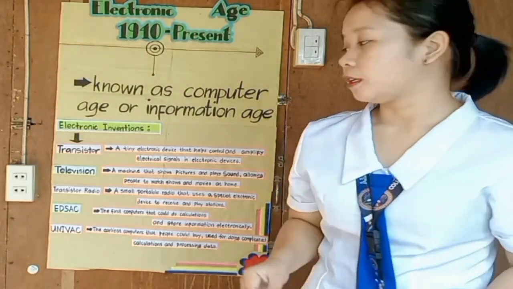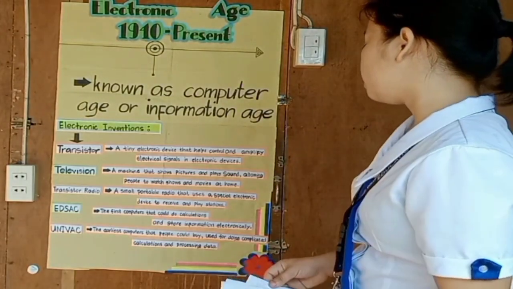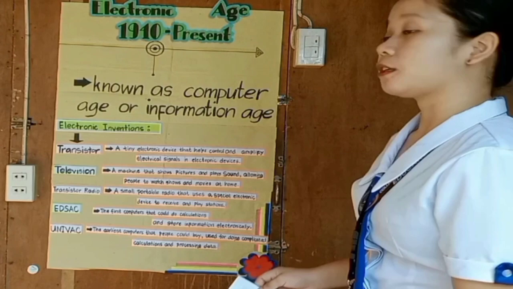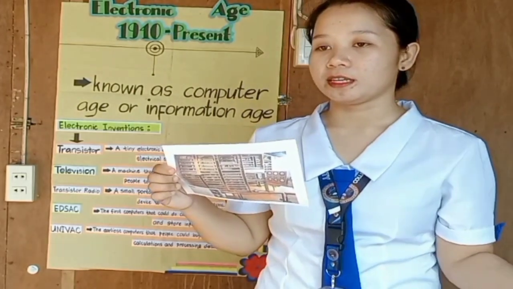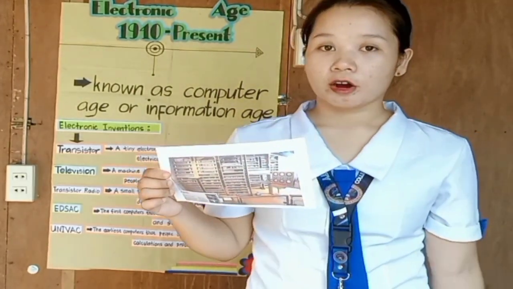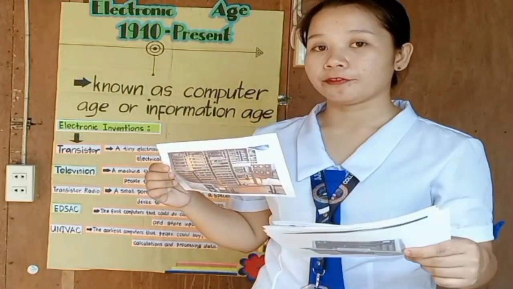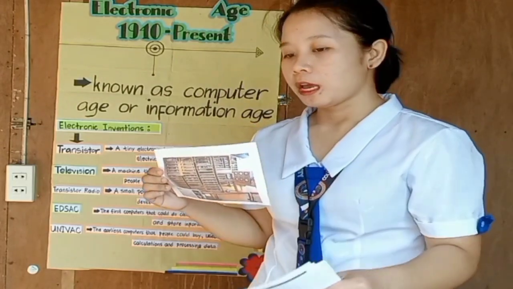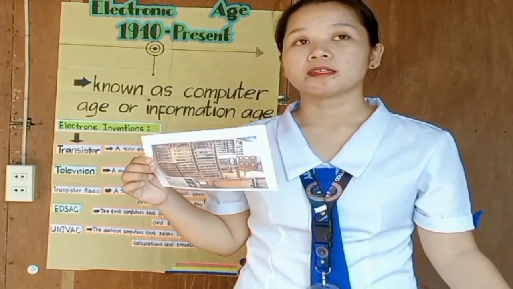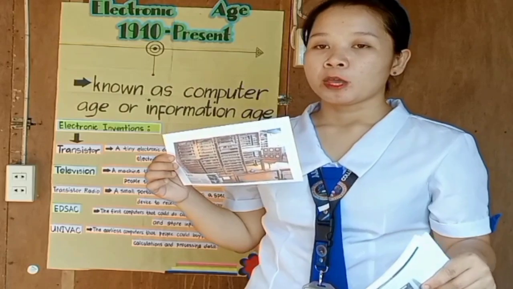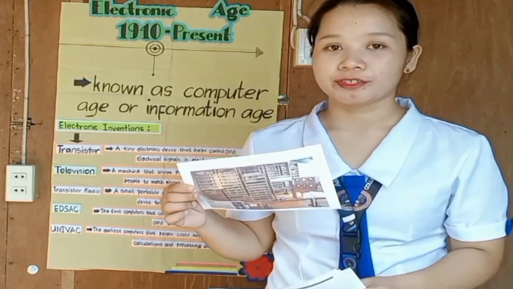So next is the EDSAC, or the Electronic Delay Storage Automatic Calculator, one of the first computers that could do calculations and store information electronically. So here's the image of EDSAC. EDSAC was developed in the 1940s at the University of Cambridge to perform mathematical and scientific calculations using stored programs. EDSAC utilized memory delay lines for memory, representing a fundamental step in the evolution of computer science and paving the way for modern computing technologies.